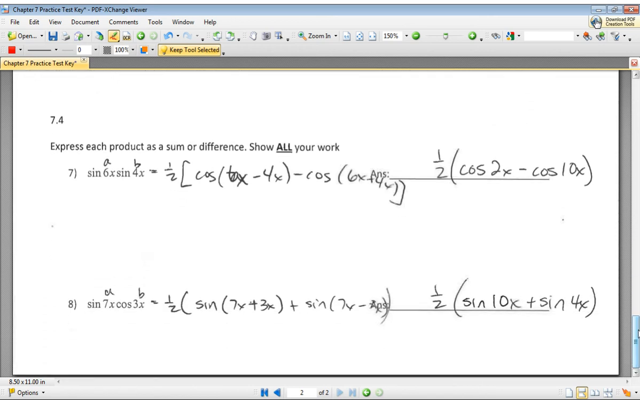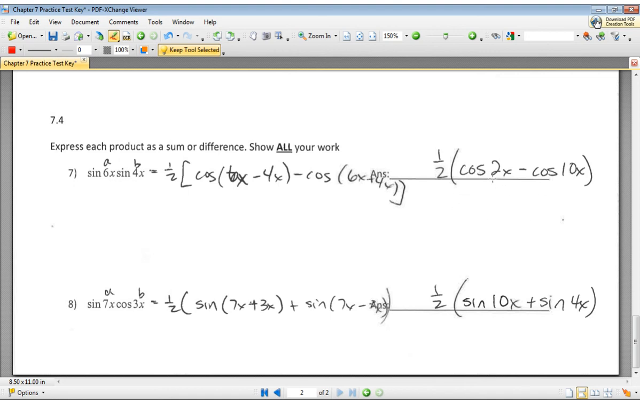7.4. Express each product as a sum or difference. Show all your work. So you have the product to sum formulas. Those were not on your quiz. Those are what you learned after the quiz by just watching a video, and you know that you just need to plug stuff in. So we have A, we have B. We plug it in. A minus B, A plus B. 6x minus 4x is 2x. 6x plus 4x is 10x.